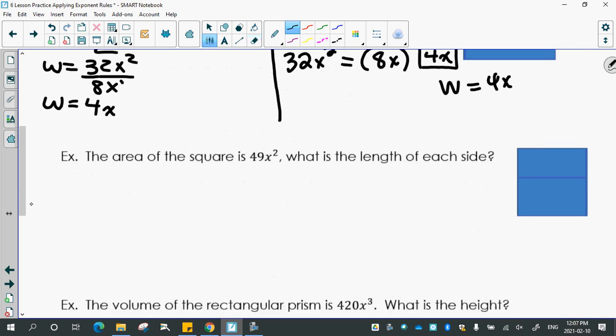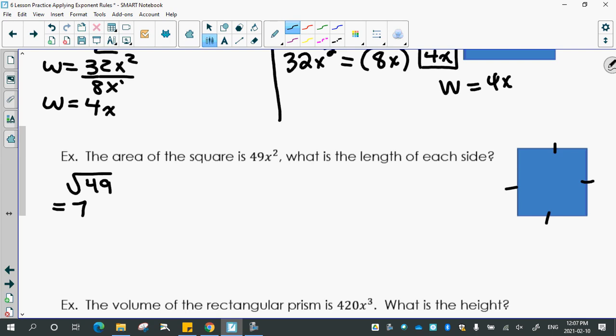The area of the square is 49x squared. What is the length of each side? This one's a thinker. What's important about a square? All the sides are the same? Yep. Any ideas for this one? Yep, you can find the square root of 49. Oh my goodness, yeah. So the square root of 49 is... anyone seen square root before? The Pythagorean theorem. So the square root of 49 is 7.